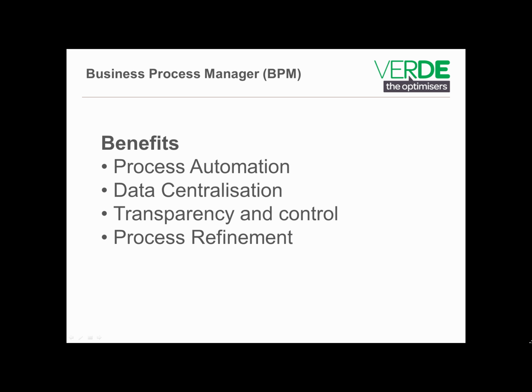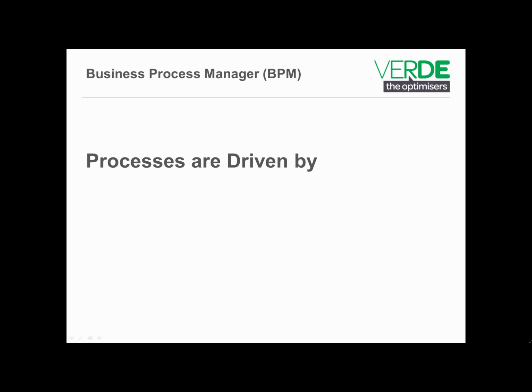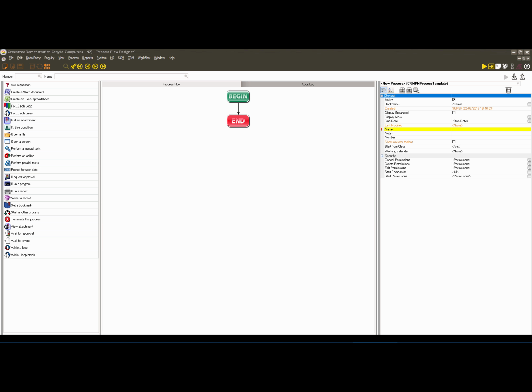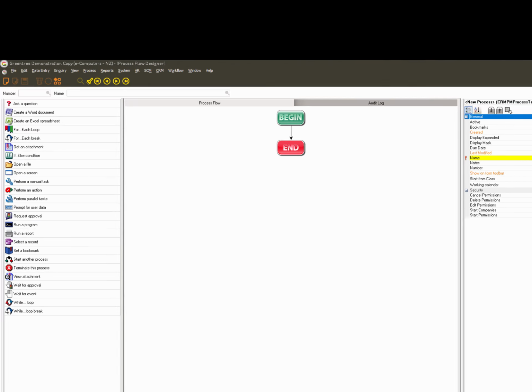Process refinement. BPM supports continuous improvement as ways to refine each process will emerge from the initial design stage through to the collection of data associated with the completed processes. BPM processes are essentially driven by three things: what needs to occur, who needs to do it, and when it should be done. So let's have a look at how we design a business process.